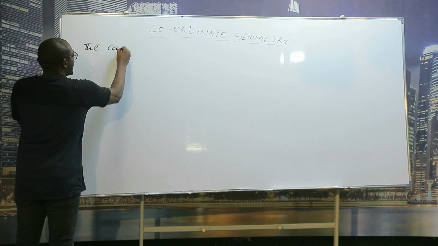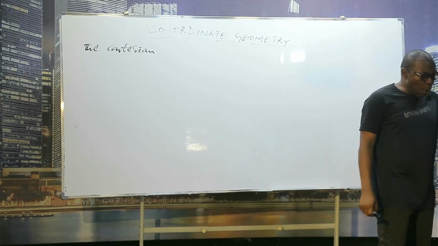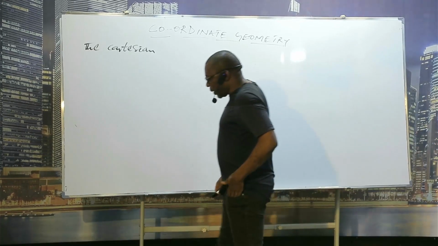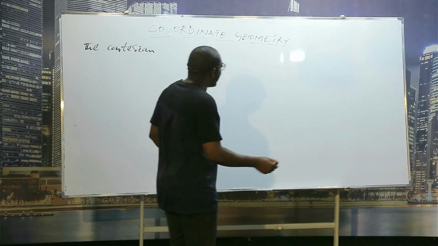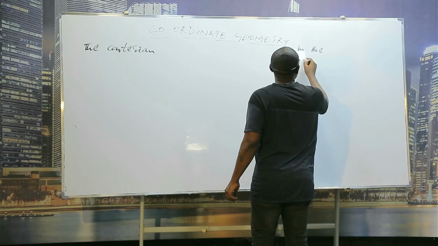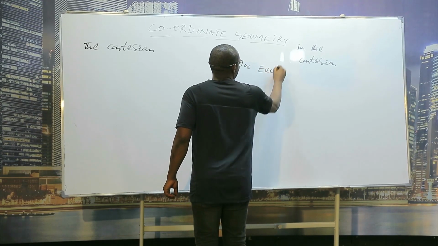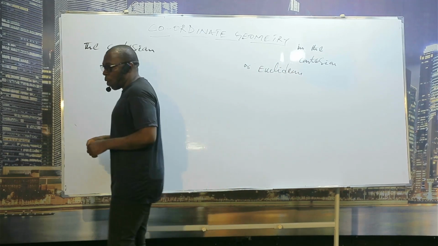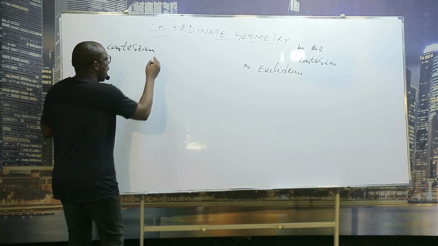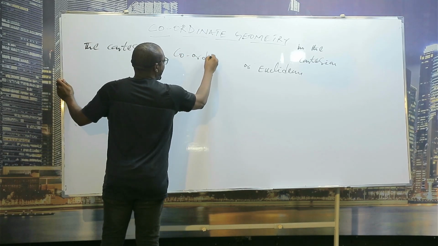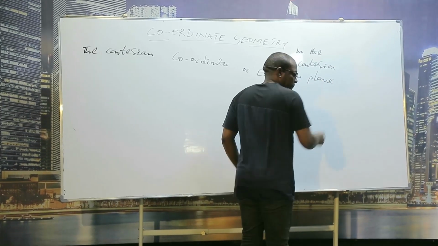The Cartesian coordinates of a point in the Cartesian or Euclidean plane is written as an ordered pair.